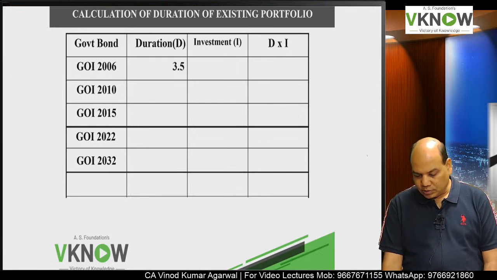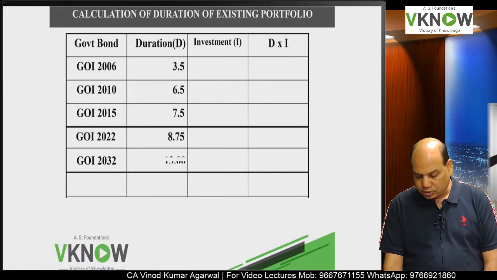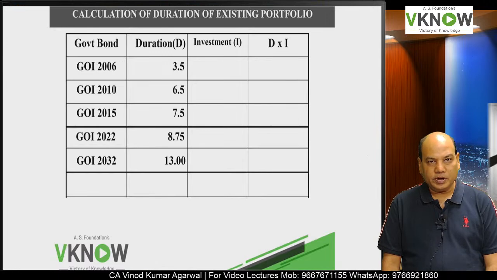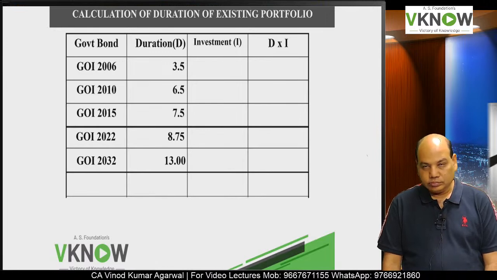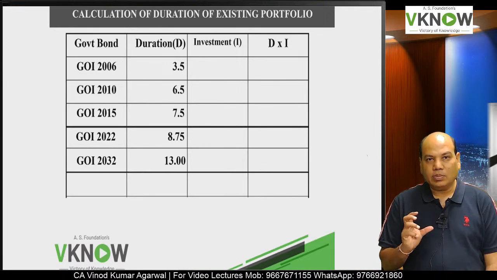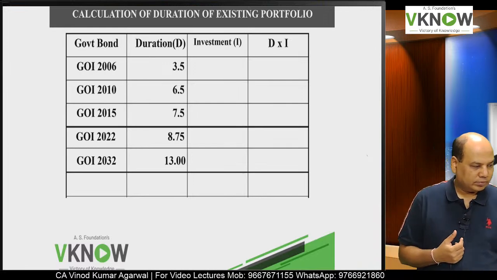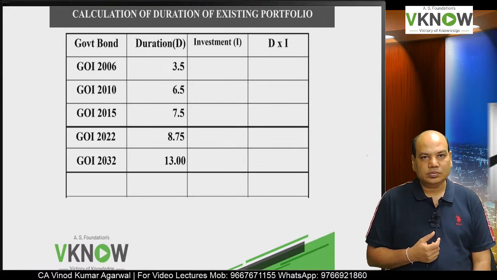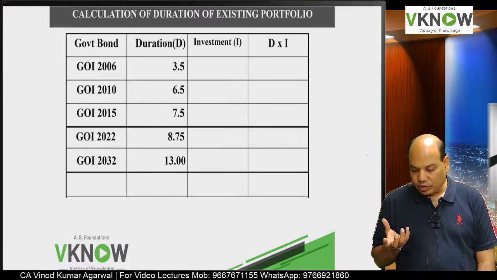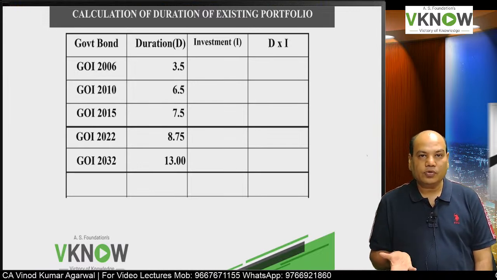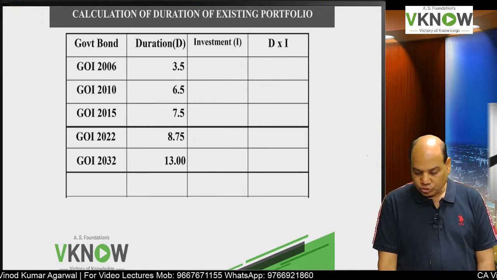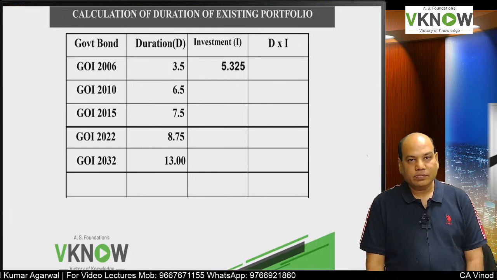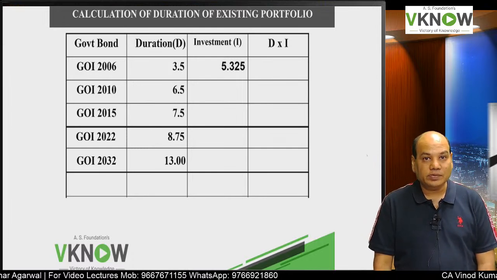Then copy the duration from the question book. Investment amount will be used as weights. And from where will you get the investment amount? From the first working note. So go to the previous table and from there you will copy the investment amount.